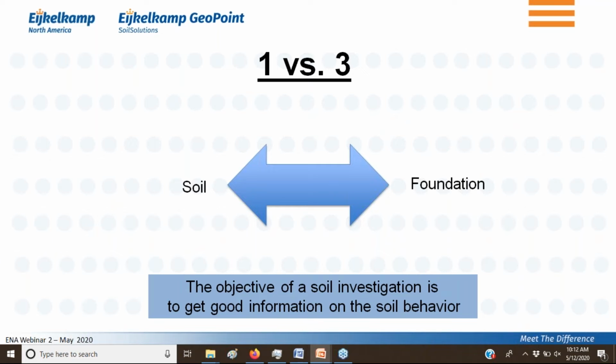Sure, you can use CPT with dissipation tests for some other things as well, but the primary use of SPT and CPT is to figure out the bearing capacity of the soil for a foundation. So what you're interested in, and that's why it's so big here, is this arrow between the soil and the foundation. You want to know the interaction between the soil and the foundation, and to characterize it, you want to know how the soil behaves.